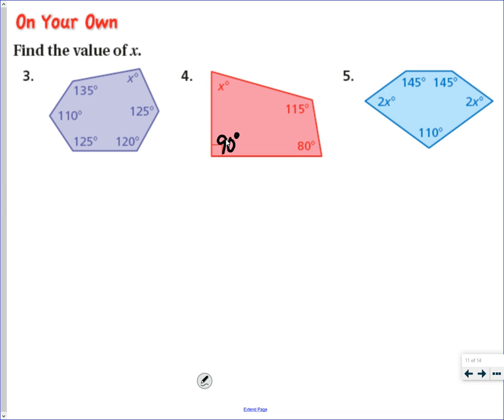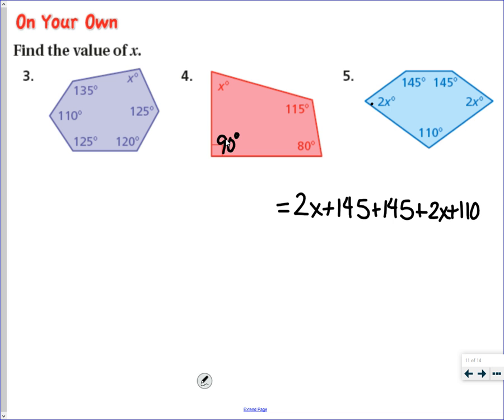In number 5, it's kind of a diamond shape, but it is actually a pentagon. There's 5 angles, there's 5 sides. So if I start at this angle, I would have 2x plus 145 plus 145 plus 2x plus 110. I kind of ran out of space, so I'll put my total over here.